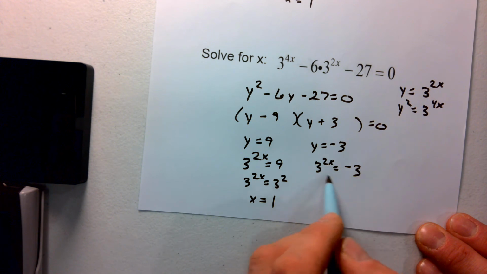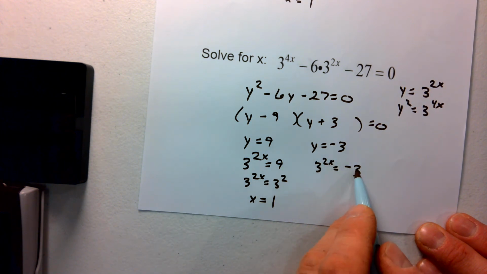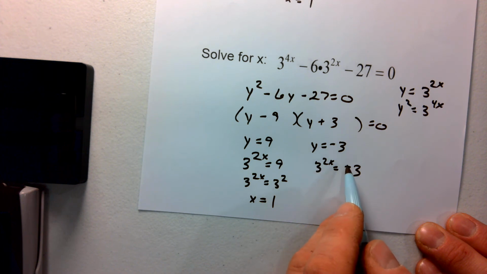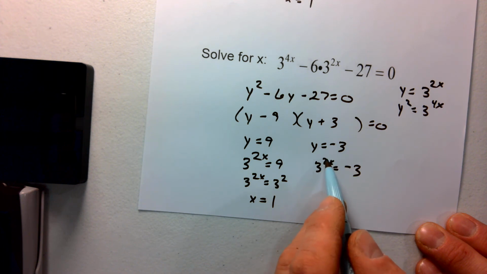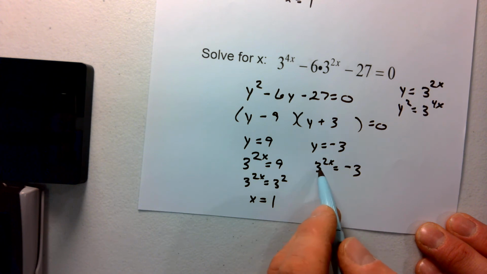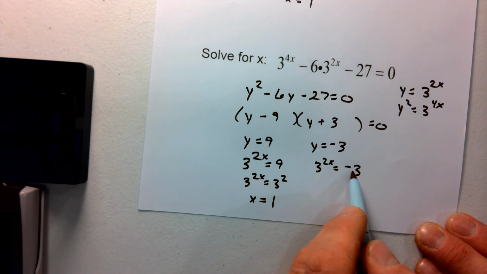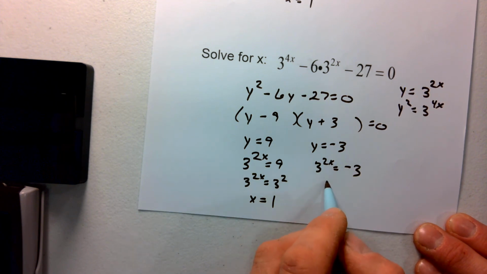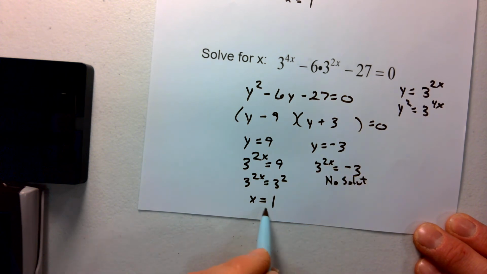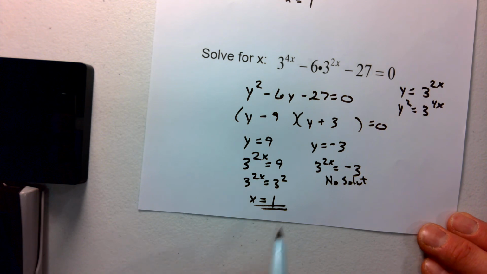Now let's think about this one over here. 3 to the 2x equals a negative 3. There is no way that I can take a number to an exponent to get a negative value. So whenever we have a number to an exponent equal to a negative value, we know that there's going to be no solution there. So our only solution in this case is going to be x equals 1.